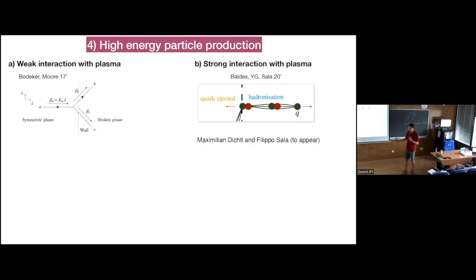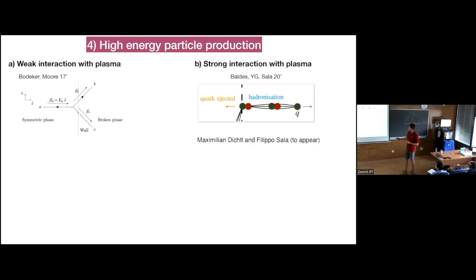Plus, you have one quark ejected, if you think about it, because you have to conserve color. So you have one color entering. Fragments are color singlets. This is one color singlet, a second color singlet, you see. Red and green is one color singlet. Green and red, one color singlet. So this green has to go out. So those are all types of particle production at the wall interface.